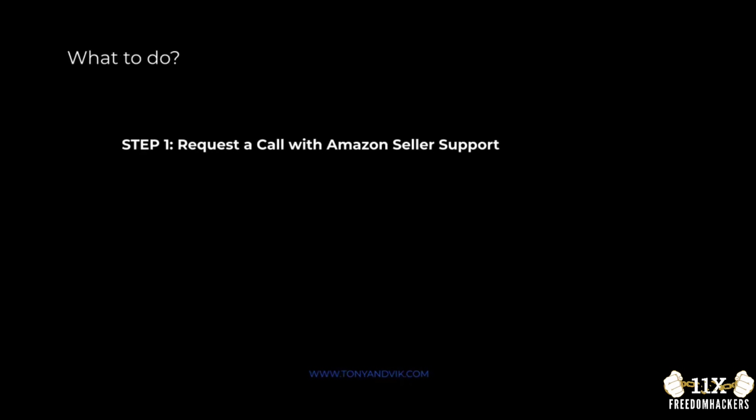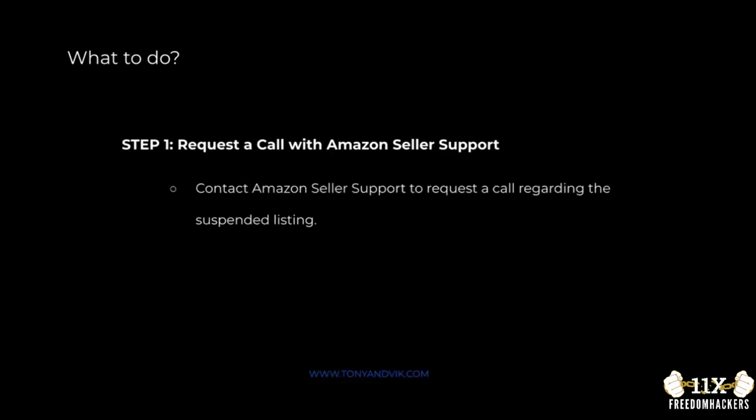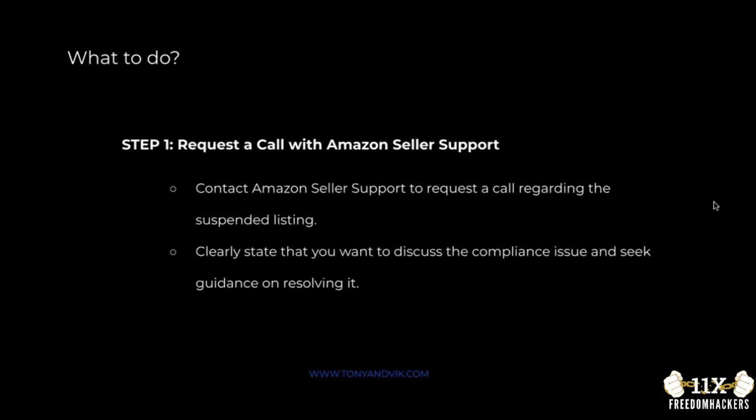Okay, we just got a suspension. So what do we do? Well, instead of starting to write any kind of plan, let's actually just talk with Amazon first. Request a call with Amazon seller support regarding the suspended listing. Clearly state that you want to discuss the compliance issue and seek guidance on resolving it. Because the first thing we want to do is understand why this happened. What exactly is the complaint about?